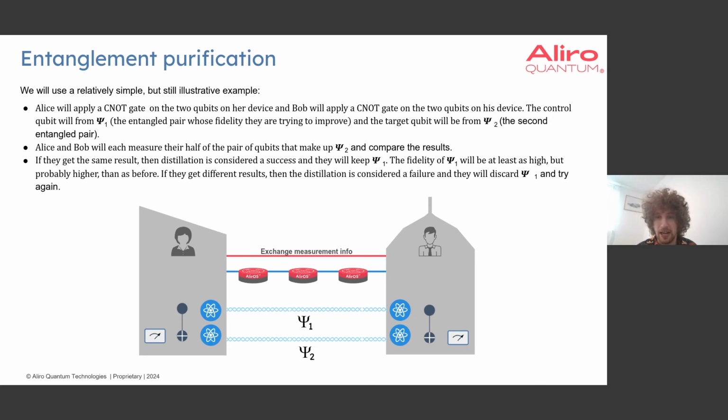Alice and Bob next measure their half of the pair of qubits from Psi2 and compare the results. If they get the same result, then the distillation is considered a success and they will keep Psi1. The fidelity of Psi1 will be at least as high, but often higher than before. If they get different results, then the distillation or purification is considered a failure and they will discard Psi1 and try again. We will leave the math behind why this protocol works for another time.